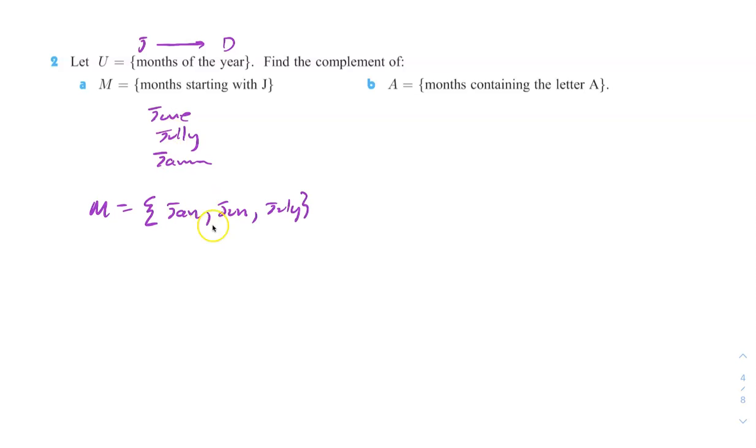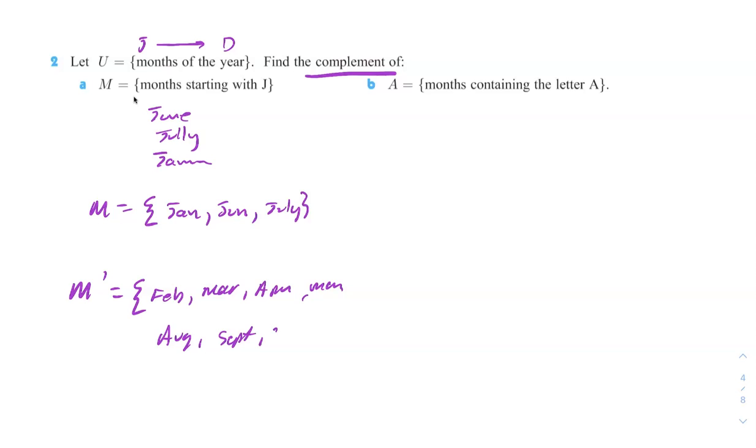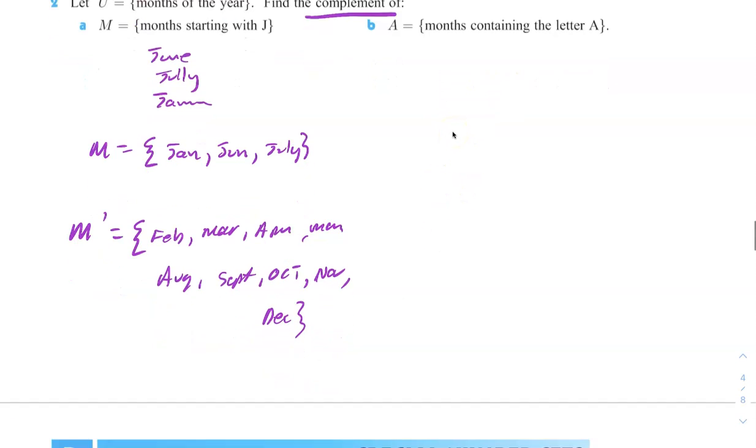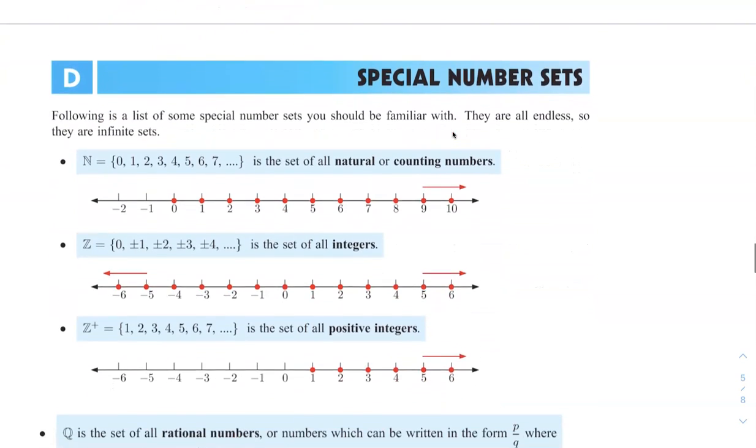So there are 3 elements, right? I know there are 12 months in the year, so there are going to be 9 other elements. They want me to find the complement of M, so M prime, that's what I'm looking for. The complement of M would be everything else: February, March, April, May, August, September, October, November, and December. M is this, so the complement is everything that's not that. The next one, months that contain the letter A, I'm just going to skip past that, it's not the same answers, but it's the same concept.